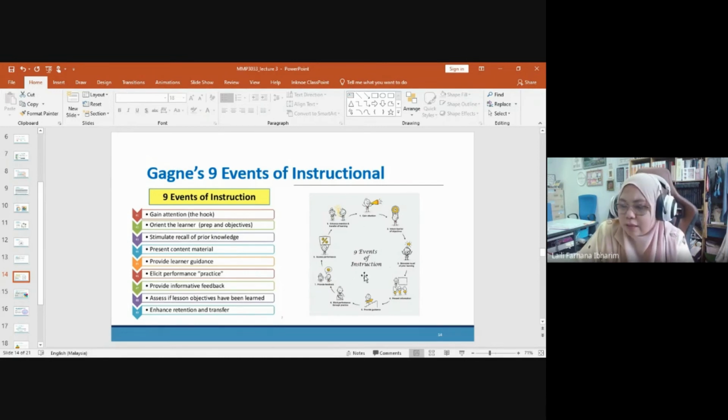So we can see here, this is the complete event when we do it in our class, from the induction set, and then go to the perkembangan. What is perkembangan? The development process of our teaching and learning, and then lastly the reflection. Okay.